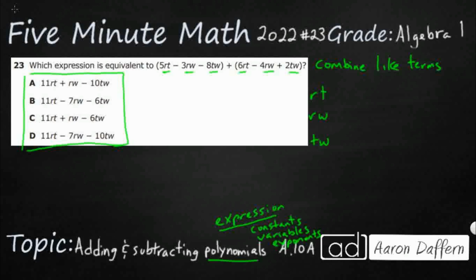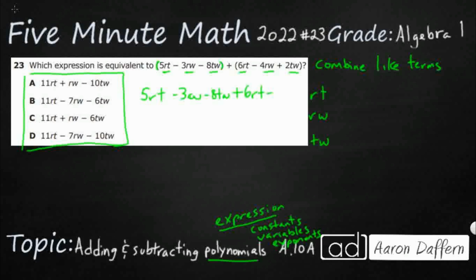So let's drop these parentheses. Okay, so let's rewrite this. We're going to say this first trinomial, it's a polynomial that's got three terms. We're just going to drop the parentheses and let it live on its own. 5RT minus 3RW minus 8TW. And then we're going to add. Now, since it's an addition, we're not going to change any of the signs in there. If it were subtraction, obviously we would change and flip all of those. So let's just drop those.